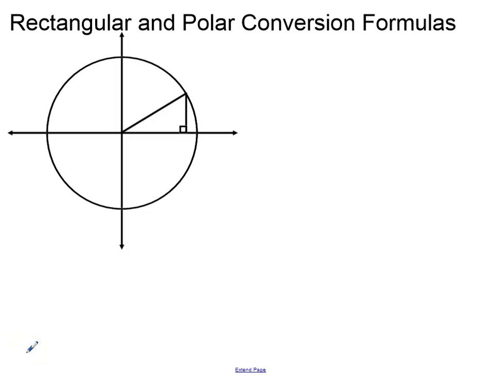In this recording, we're going to learn about rectangular and polar conversion formulas. In other words, be able to go back and forth between the xy plane and the polar graphing plane. So the first thing is, let's refamiliarize ourselves with this circle. This is like a unit circle, except we're going to say it has a radius of r instead of just 1. So go ahead and graph something like this.